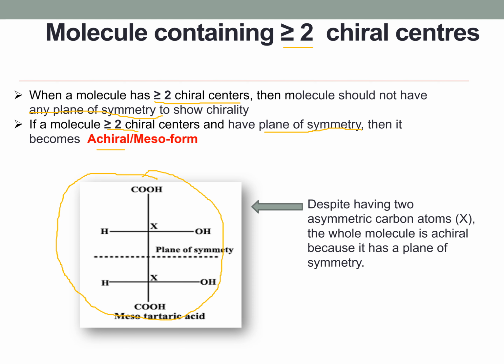Despite having two asymmetric carbon atoms, the whole molecule is achiral because it has a plane of symmetry. These are two asymmetric carbon atoms, but it has a plane of symmetry. That is the reason this is not a chiral molecule.